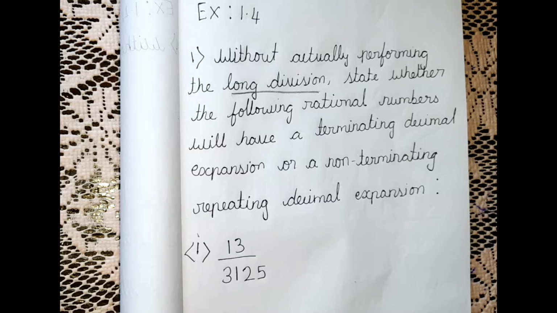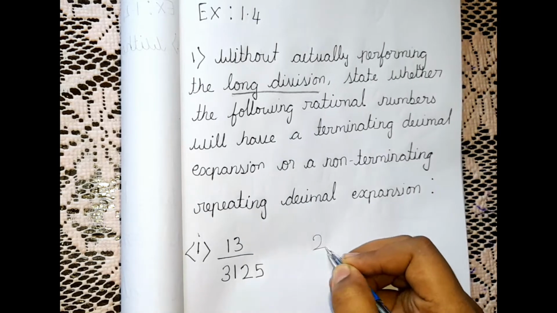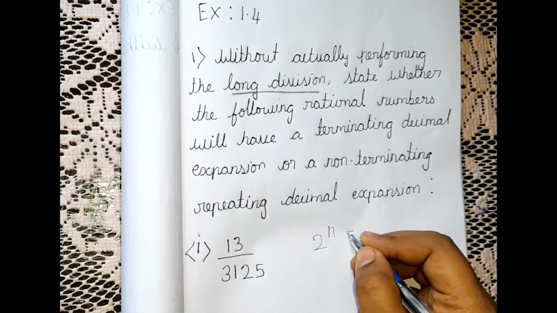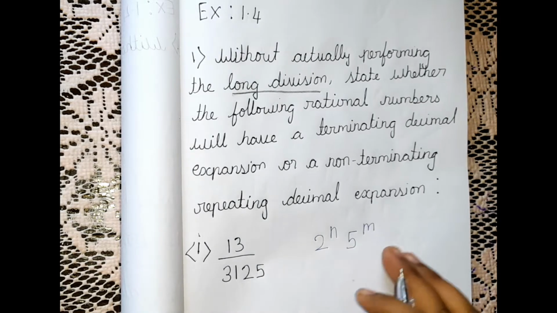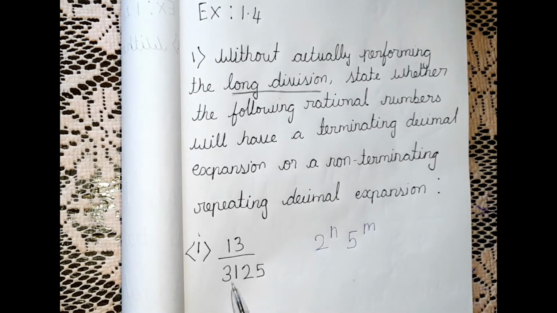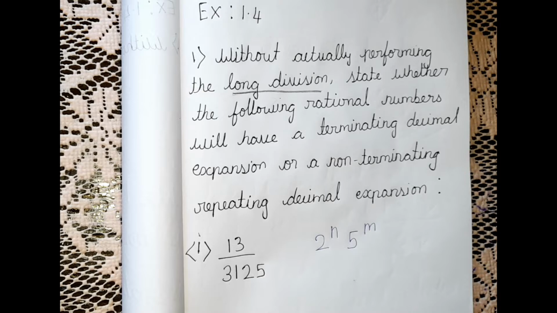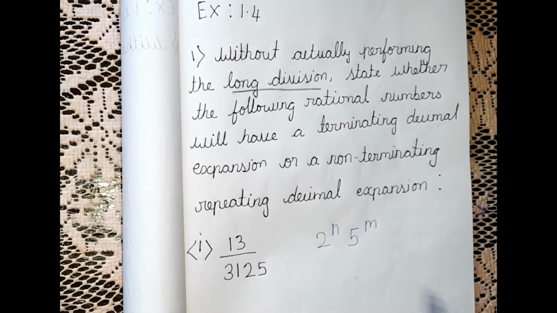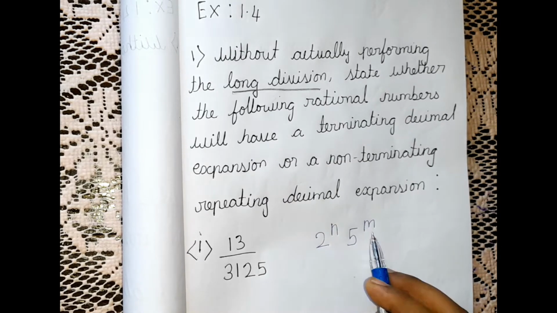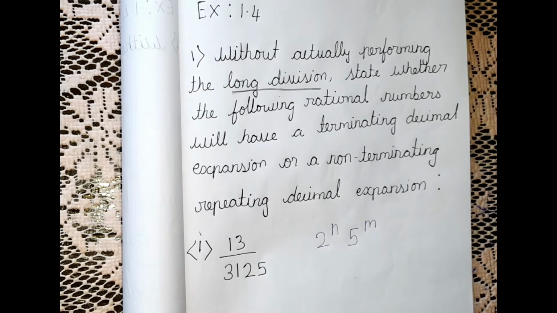So the rule is, 2 power n and 5 power m. So we have got 2 power n and 5 power m. So this particular number, 3125, after doing the prime factorization method, we should get 2 power n into 5 power m. If we get this form, then we can prove that this is a terminating decimal. If you are not getting 2 power n or 5 power m, then it is a non-terminating and repeating decimal expansion.